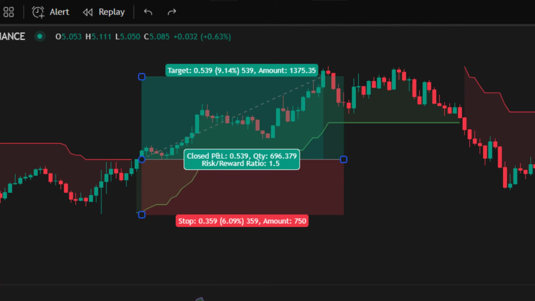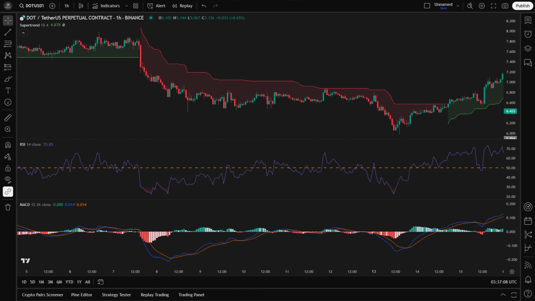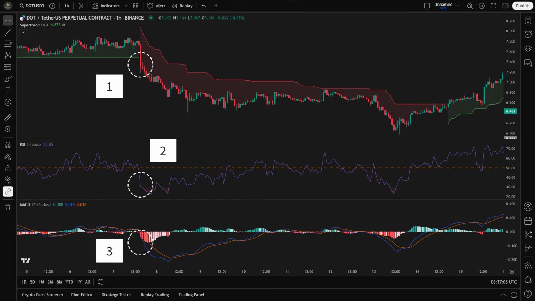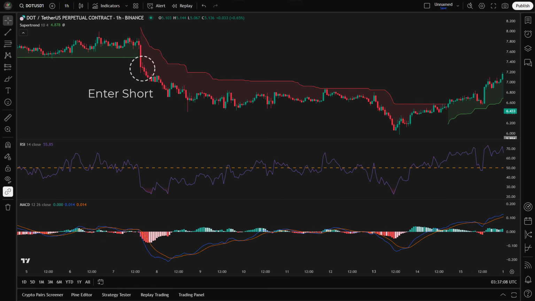Now that we've covered the long setup, let's flip things around and talk about how we approach a short trade using the same indicators. To enter a short position, we need to see all three of these conditions line up. 1. The closing price should be below the Supertrend line, which tells us the market is trending downward. 2. The RSI must be under the 50 mark, showing that bearish momentum is in play. 3. The MACD line should be below the signal line, confirming a possible downtrend. Once these conditions are confirmed, we'll look to enter the short trade on the following candle.